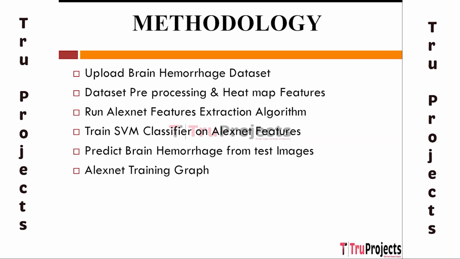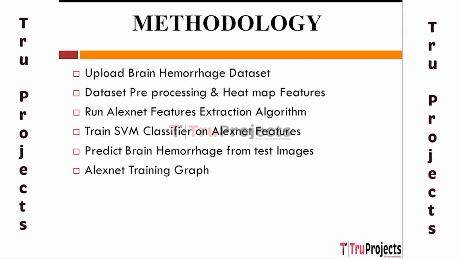These convolutional layers act as feature extractors and can transform the input brain scan images into a set of high-level feature representations. Fourth module is Train SVM Classifier on AlexNet Features. The features extracted by the AlexNet model in the previous step are used as inputs to train a support vector machine (SVM) classifier. SVM is a popular machine learning algorithm for binary classification tasks.